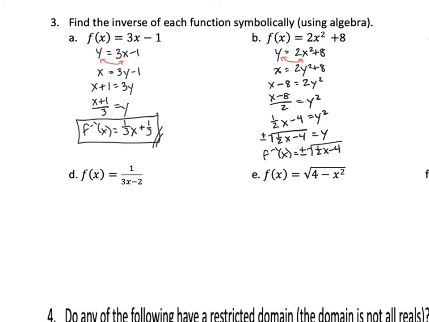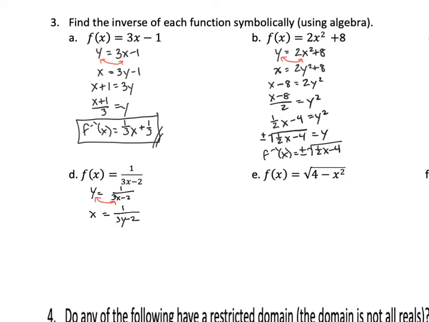Let's try that once more. When we take a look at problem D, whenever we're dealing with rational functions or fractions, I think things get a little bit more challenging, more exciting. So we're still going to keep the same steps in there. I'm going to replace f of x with y, and then we're going to switch our x and our y values. So we have x is equal to 1 over 3y minus 2. And now we have to solve to get y by itself.